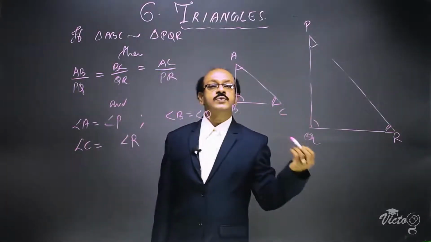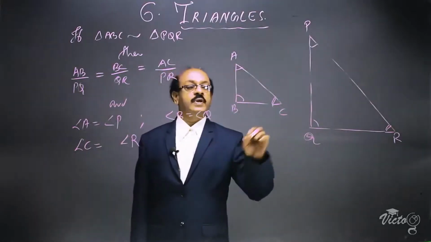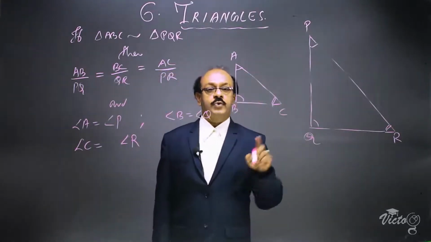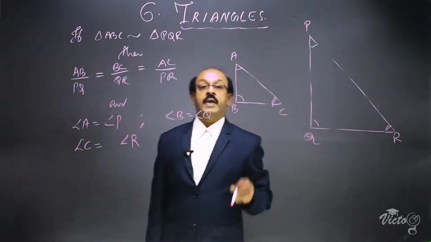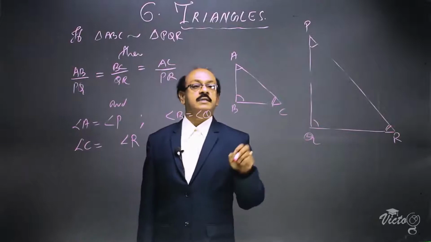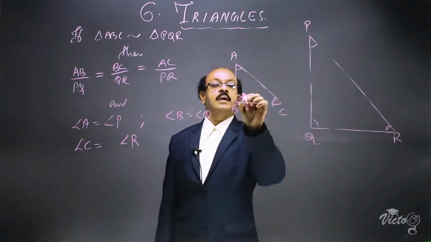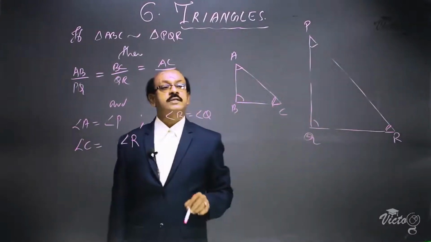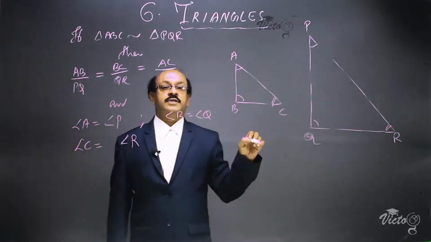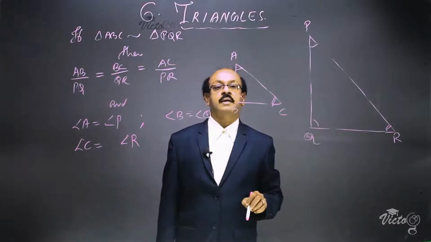If we want to say two triangles are similar, we do not need to prove all these properties. We have to prove only that two angles of the two triangles are equal, and then automatically the third angle will be equal by the angle sum property. That means if angle A is equal to angle P and angle B is equal to angle Q, the two triangles will be similar by the AA similarity criterion. AA means angle angle similarity criterion.